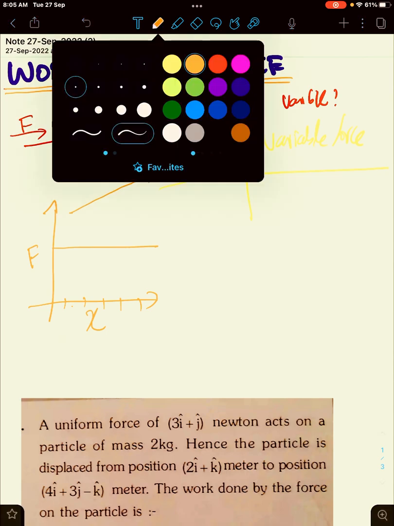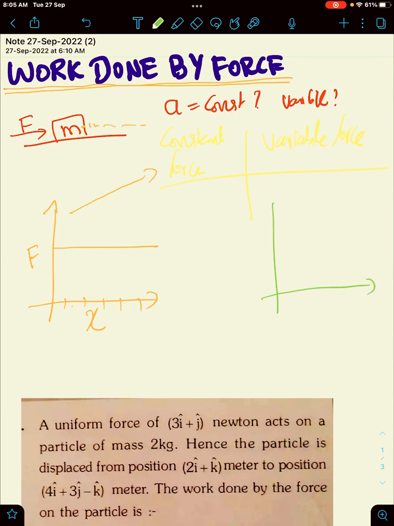Now if I draw the same graph for variable force, along the x-axis you've got displacement, along the y-axis you've got force. Again you've got 1 meter, 2 meter, 3 meter, 4 meter, 5 meter. For every 1 meter, the amount of force you're applying may not be the same. Maybe in the first 1 meter you apply some 10 Newton of force. Then you're getting tired, and then 5 Newton of force. Again you are so energetic, you apply 50 Newton of force, and actually it's variable. That means this is a case of variable force.